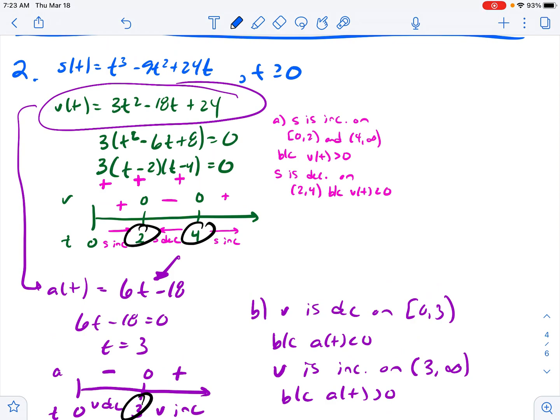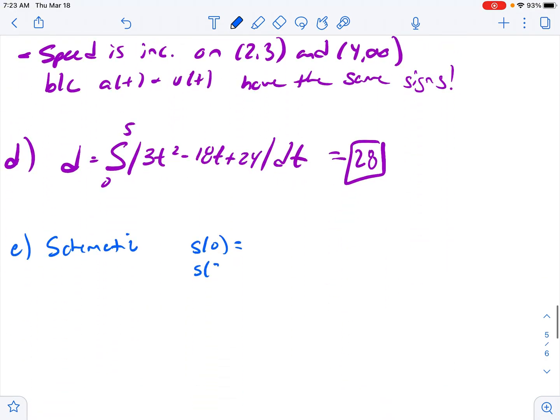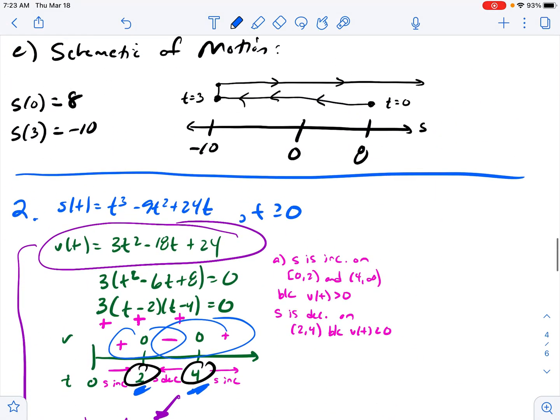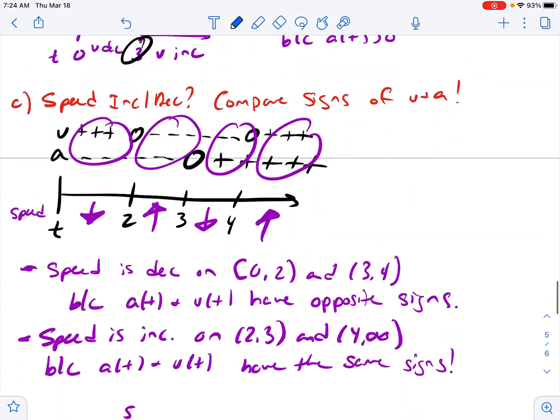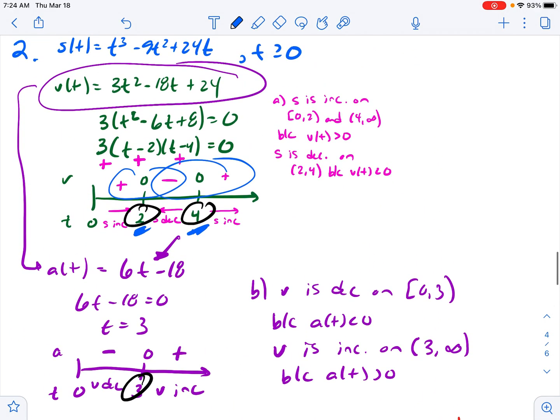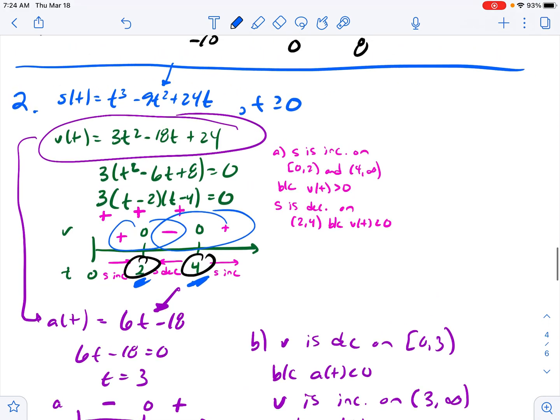Okay, so again, we want the initial position, and we want the position at any direction change. Direction changes, we see signs of velocity change at time 2 and 4. Okay, going back to the position function here, if I plug 0 in, I get 0. If we plug 2 in, oh, pardon me, time for the pledge, so bear with me for a couple seconds.